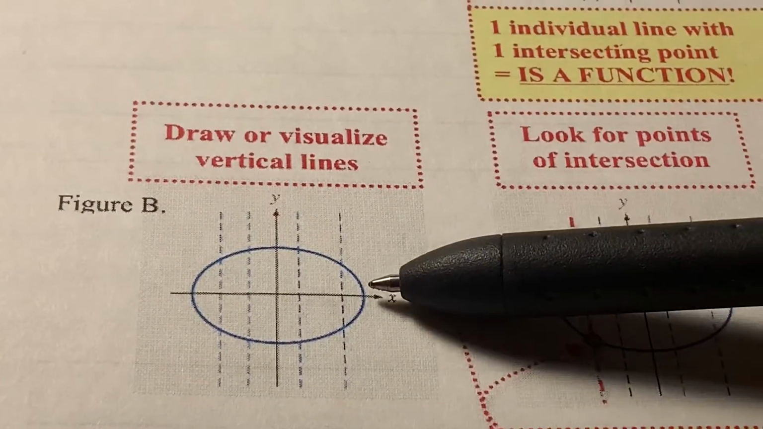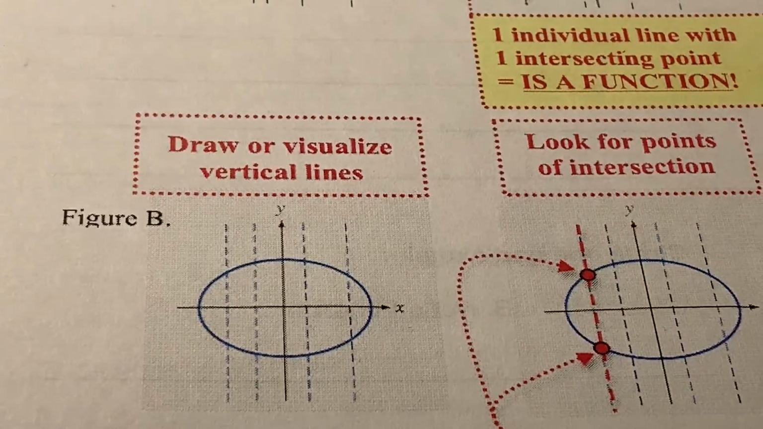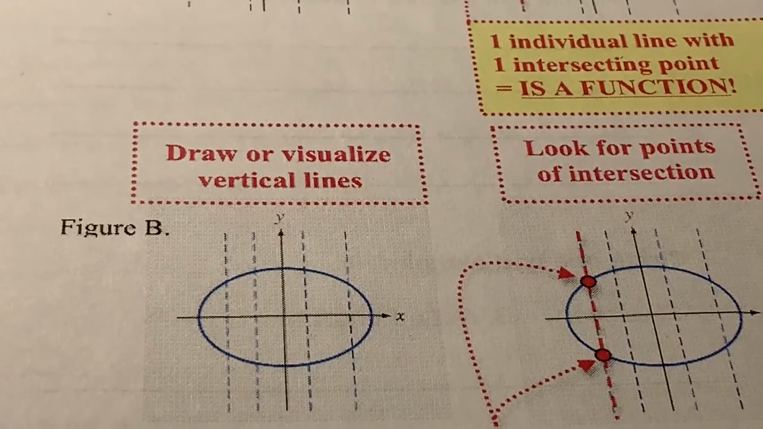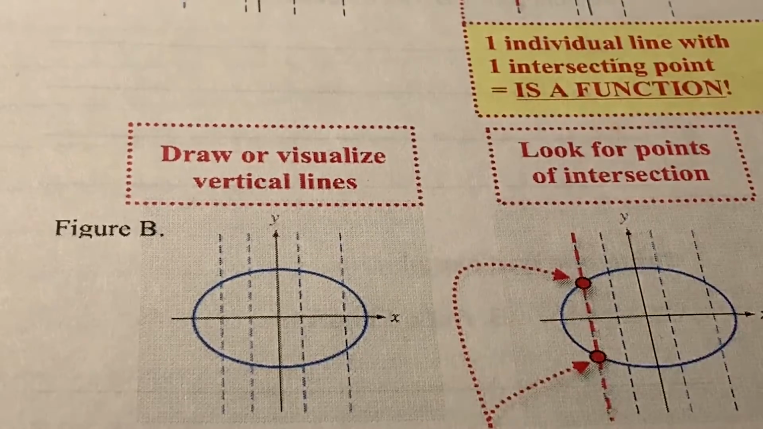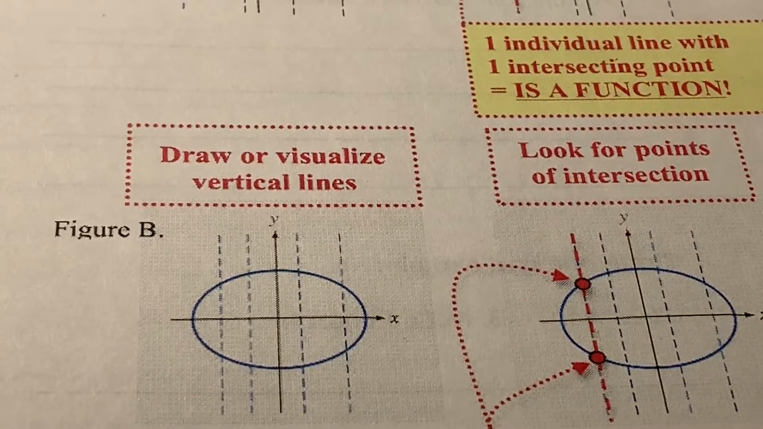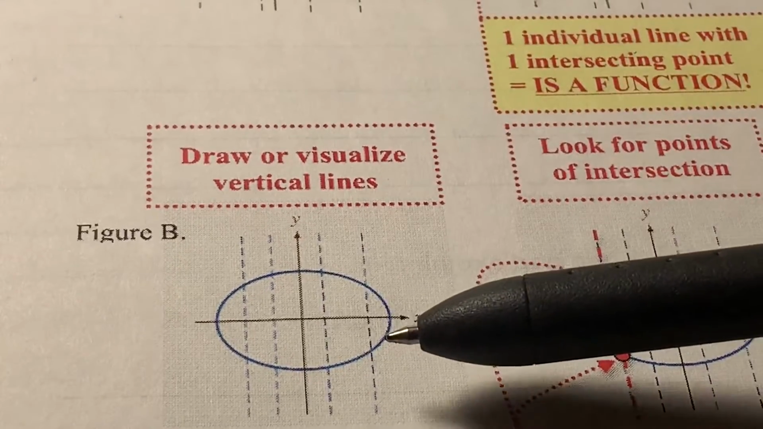Here's a graph. Now, you might say, Mr. Barbie, wait, that's an oval. Yeah, but it's also a graph, okay? Any shape on a coordinate plane is a graph. Anything. It could be an open figure, closed figure, doesn't matter. So here we have a graph.